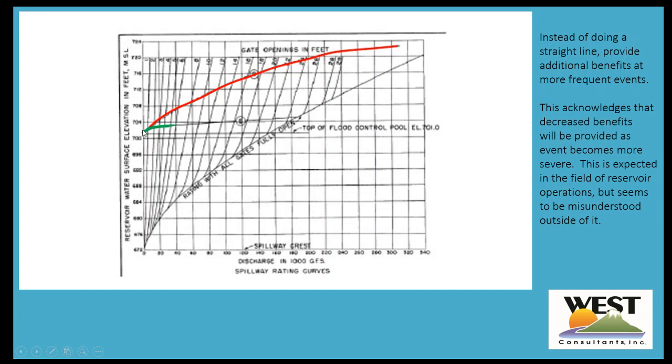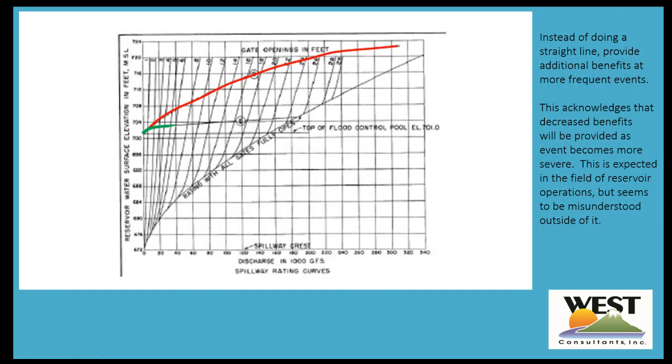But if we have a steeper slope, that certain change in elevation is going to lead to less of a change in discharge than it would when we get out to these less frequent events. And less frequent events meaning higher pool elevation, more frequent events meaning lower pool elevation. So what they're trying to do is to extend the benefits further out for these more frequent events. However, one of the things that happens is that you do have to flatten this out a bit as you get to these less frequent events.